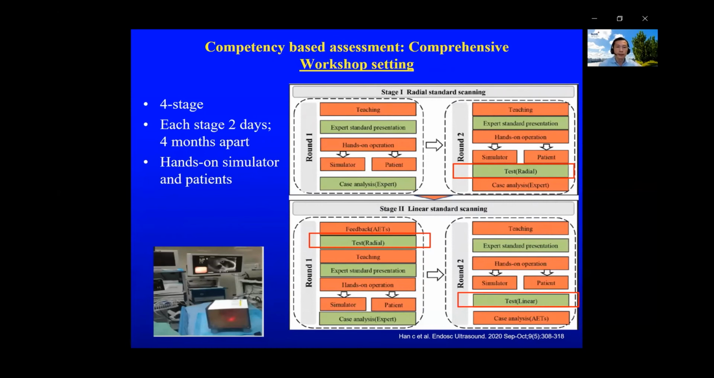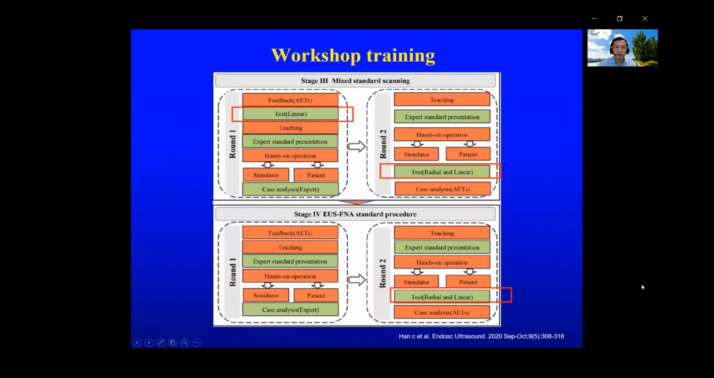highlight this particular study where this group from China used the EUS-ASAT tool to assess trainees' competency in a workshop setting. Their training program comprised about 4 stages, and each stage was of 2 days duration, 4 months apart. And the trainees were asked to perform the different EUS procedures on simulators as well as patients. If you look at this particular diagram, you can see that the test was conducted either once or twice during each of the 4 stages, as shown here. That's stage 3 and stage 4.